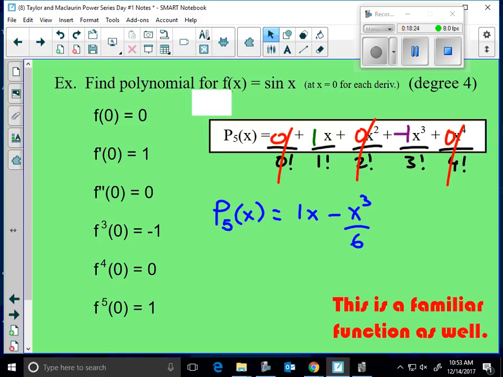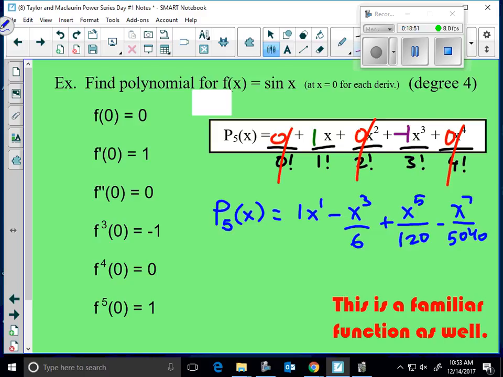So you could go further out. Let's take a gander at what we think the next term would be. Would it be positive or negative? Probably positive. This went from an x to the first to an x to the third. What do you think would be next? X to the 5th over 5 factorial, which is 120, minus x to the 7th over 7 factorial, which is 5040. And the further you go out, the better the representation.